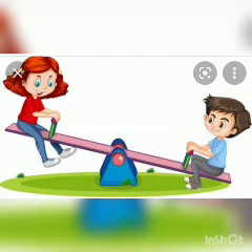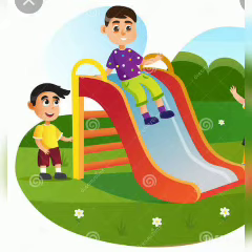Now look at these children. They are playing on seesaw. One child is up and one child is going down. Now look at here. One child is sitting up on the slide and the other child is standing down.